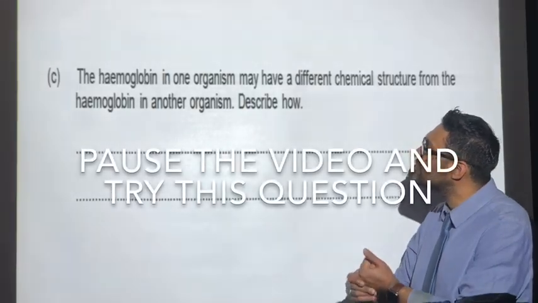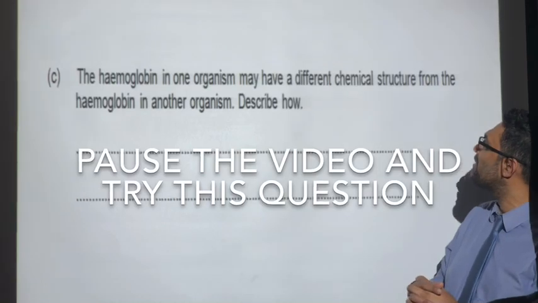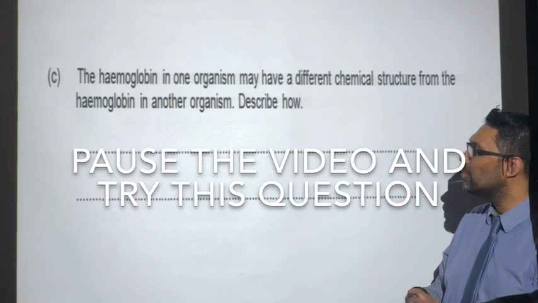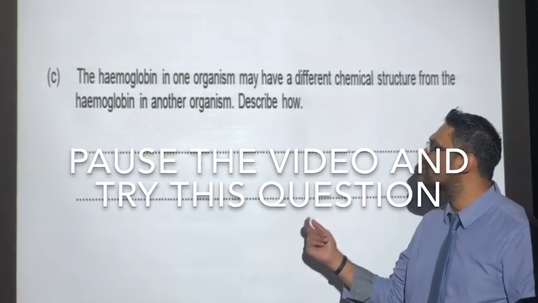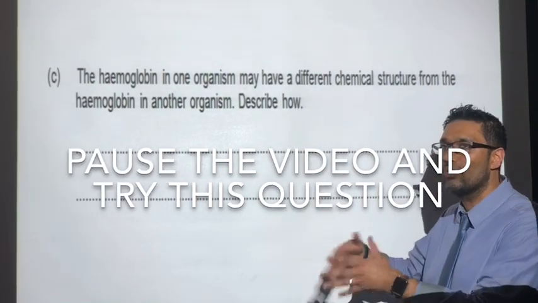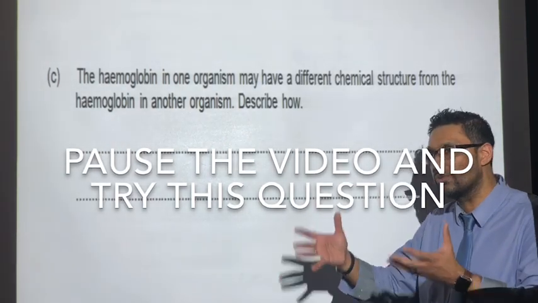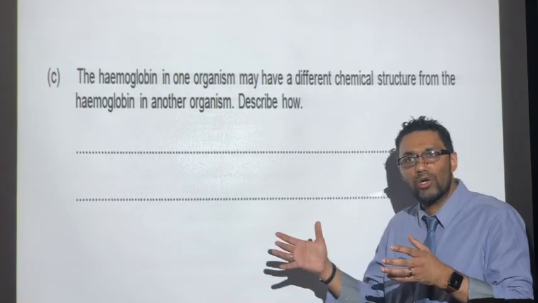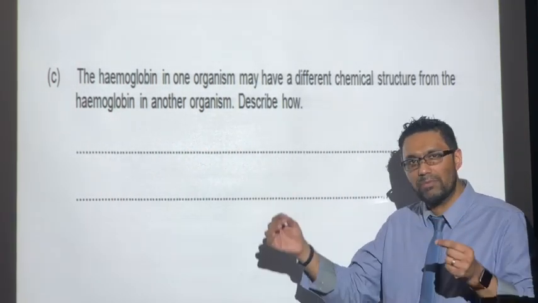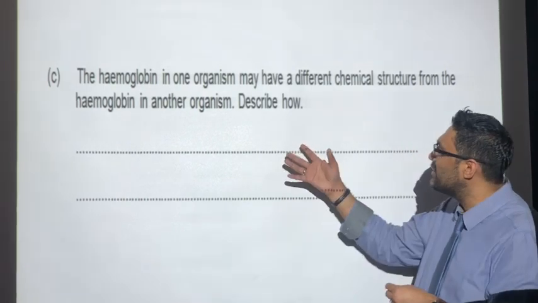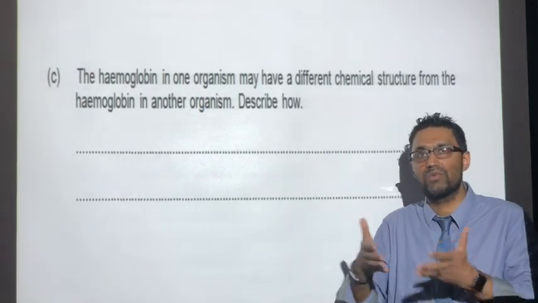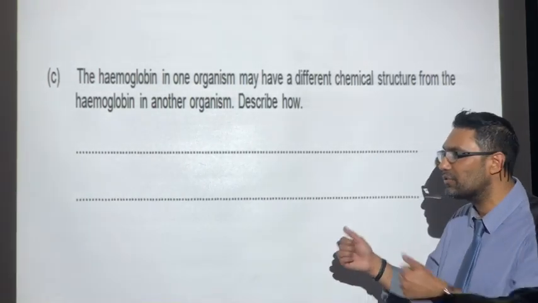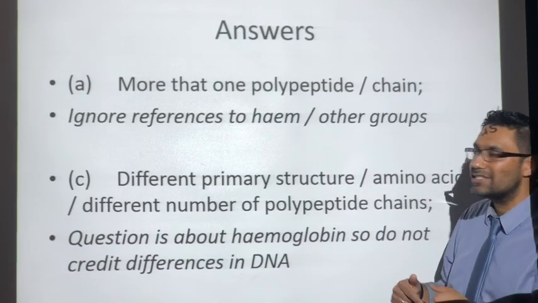Okay. So this exam question: hemoglobin in one organism may have a different chemical structure from the hemoglobin in another organism. Describe how. This is a question where you're just describing, so you don't need to explain why a different organism would have different hemoglobin, just how it would have a different structure. Hemoglobin is a quaternary structure, so you've got single polypeptide chains joined together. So how would it be different? You must have a different sequence of amino acids, so the polypeptide chains must be different somehow. Okay, so that's the answer to those two exam questions.